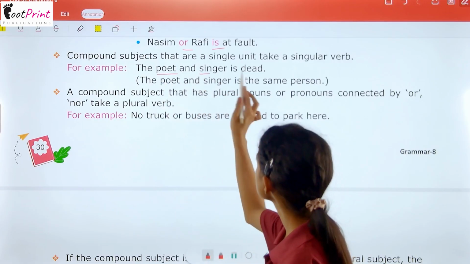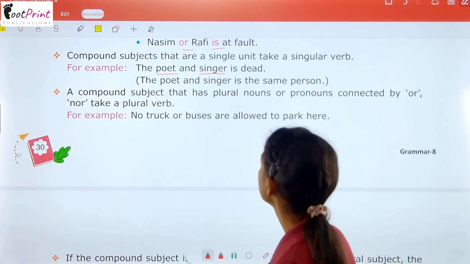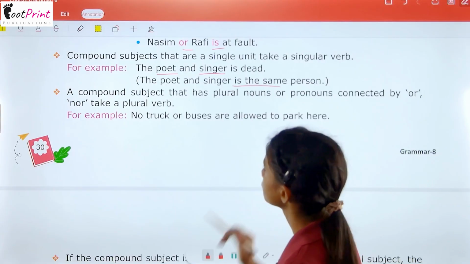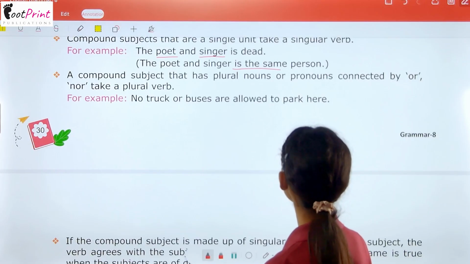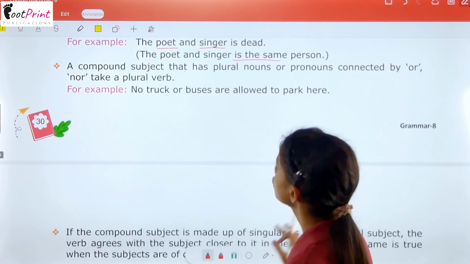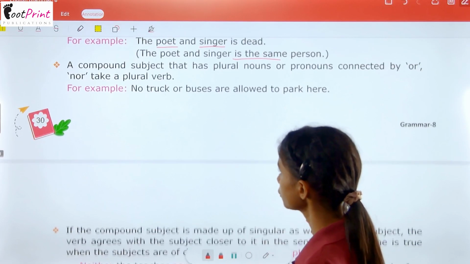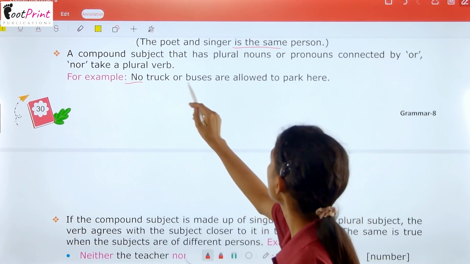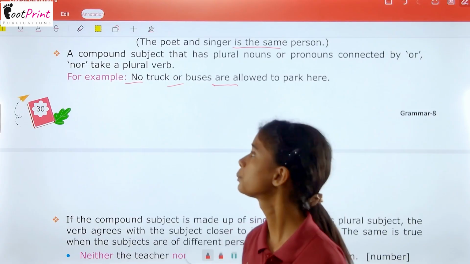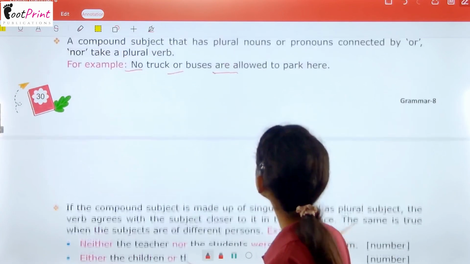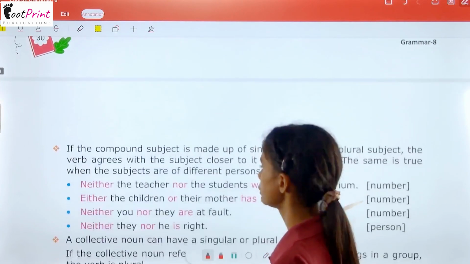The poet and singer is dead. The poet and singer is the same person. Okay? A compound subject that has plural nouns connected by or or nor takes a plural verb. For example, no trucks or buses are allowed in the park. They are compound and they are connected with or and nor.